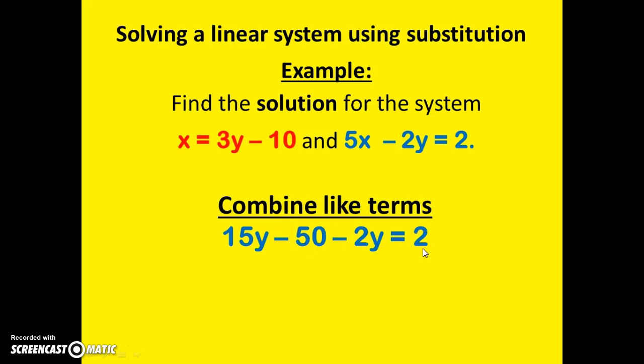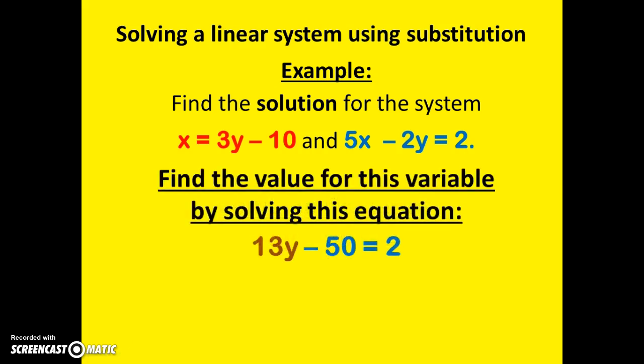But in this case, we're looking at combining these two like terms, 15y and minus 2y, because they both have y's in them, okay? So if we combine those two, they become 13y. Why? Because 15y minus 2y is 13y. 15 minus 2 is 13y. And you can see we didn't touch that minus 50 and we didn't touch the 2 yet. We're going to do that next. So that's combining like terms. We're done with combining the like terms.